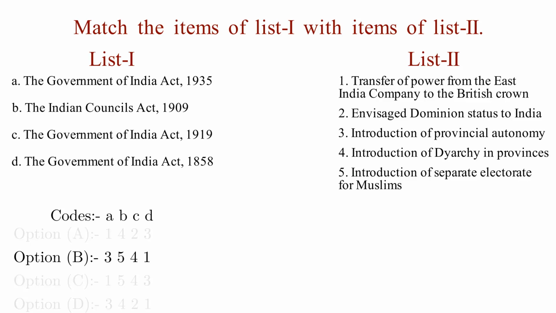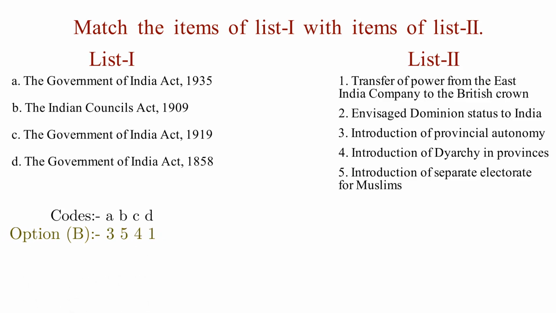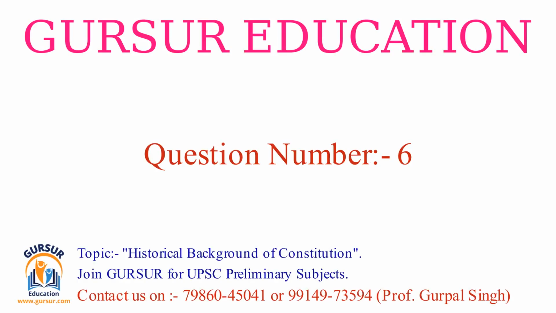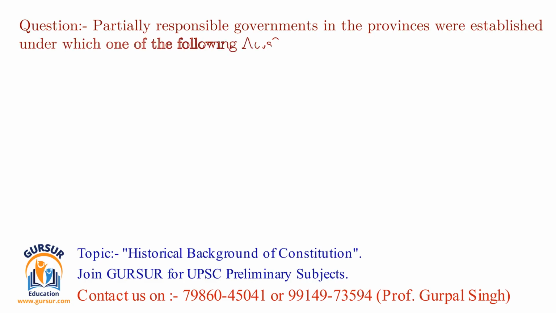So the right answer of this question is option B, and that is 3, 5, 4 and 1 और इसके कॉम्बिनेशंस कुछ इस तरीके से होंगे. So now we move next. The question number 6 is, partially responsible governments in the provinces were established under which one of the following acts?